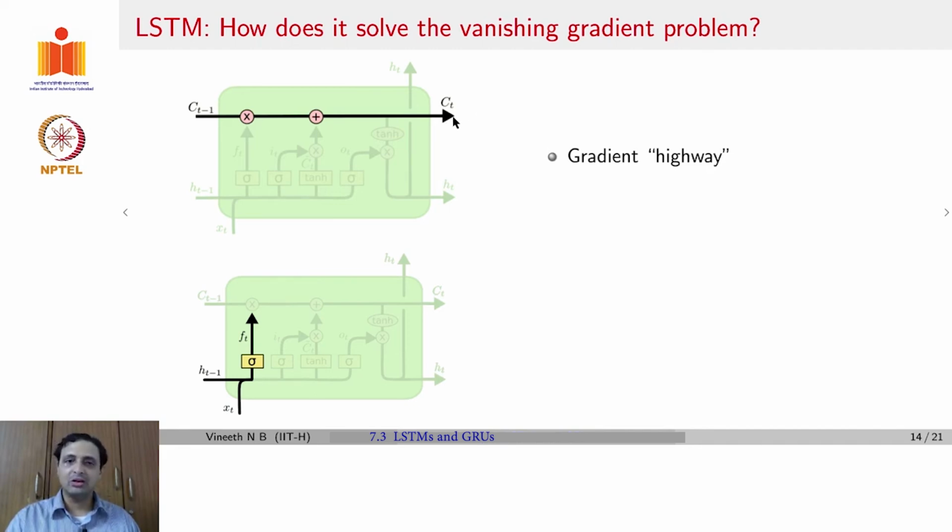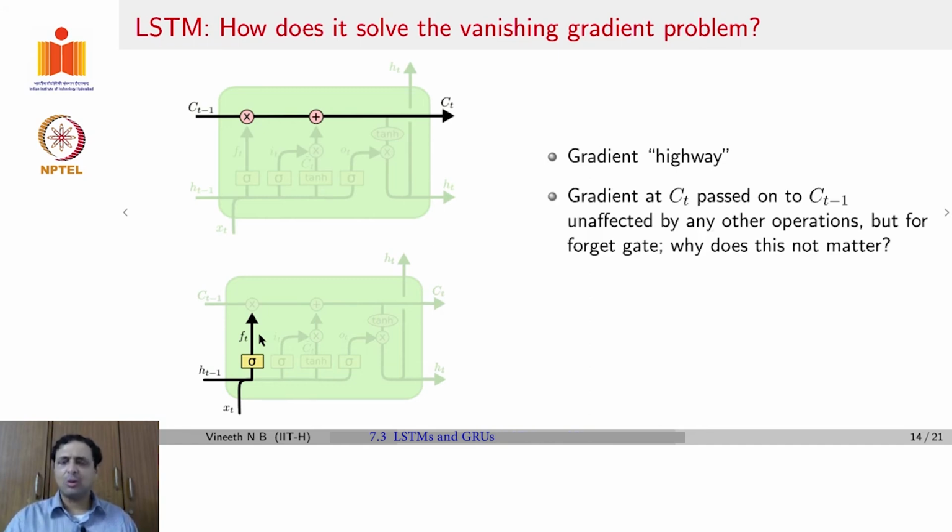So whatever gradient of the error that you receive at CT will be passed on as is to CT-1. Earlier, we had to worry about that being mitigated by the activation function across a layer, and so forth. Here, if you notice, between CT-1 and CT, there is no layer per se. The only thing that exists between them is the output of the forget gate, which is just a vector. It's not a layer. There are no weights. It's just a vector. Why is this not a problem?